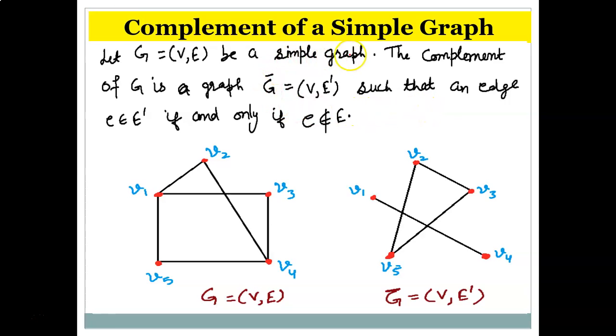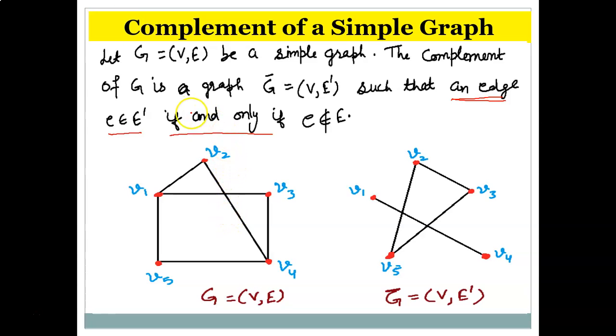Then we come to the complement of a simple graph. You know, a simple graph does not have self loops and parallel edges. Let G equal to V, E be the simple graph. The complement of G is a graph G bar equal to V, E dash such that an edge e belongs to E dash if and only if e does not belong to E. That means the complement will consist of all those edges which were not present in G.